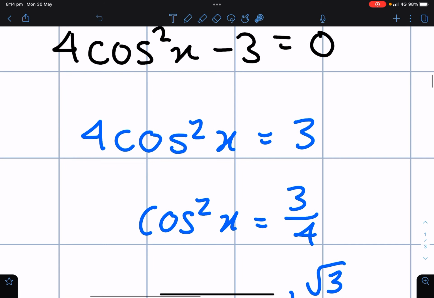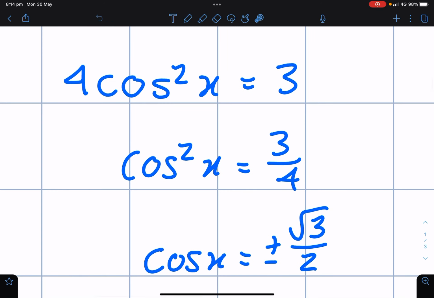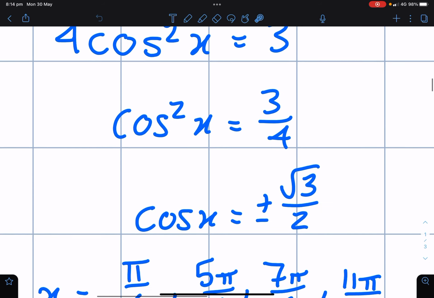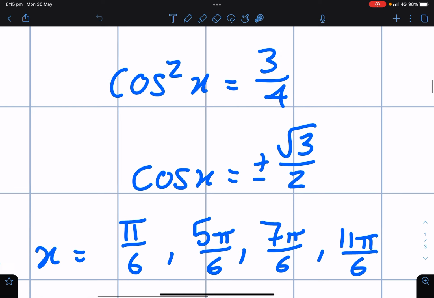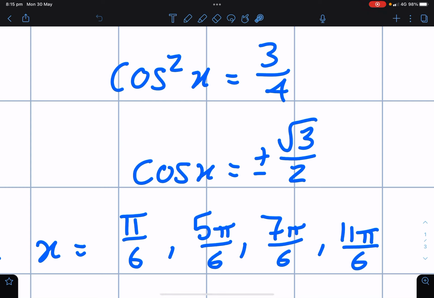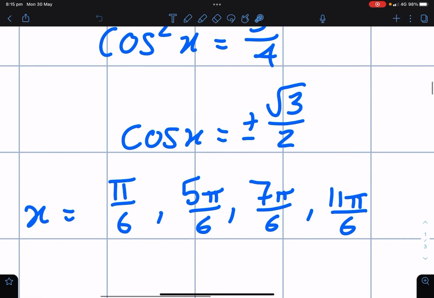Now we need to get rid of that squared, so we take the square root of both sides. So cosine x equals plus or minus. Remember, when we take the square root, we look at both the positive and the negative solutions. Square root of 3 and then the square root of 4 is just 2. So now the x values that give a cosine equal to plus or minus root 3 on 2 are pi on 6, 5 pi on 6, 7 pi on 6, and 11 pi on 6. And this is why your unit circle is super handy, because all you need to look for is the x coordinate of plus or minus root 3 on 2 and write the corresponding angles. That is all you need to do.